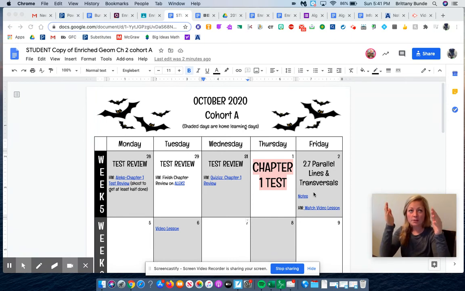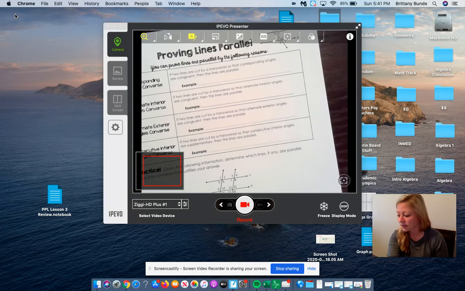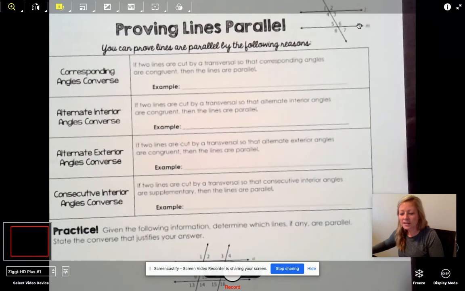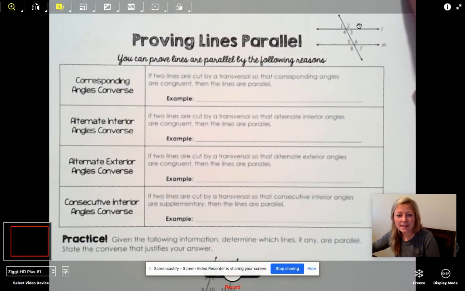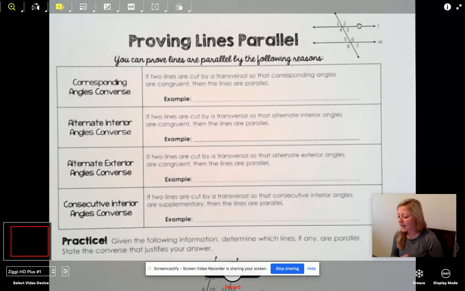Now today we're going to do kind of the opposite of what we did last time. So last time we were given lines are parallel and then we could figure out what angle measures were. Today we're flipping it. We are going to have the angle measures and we get to decide if lines are parallel or not. So we are proving if lines are parallel based on our special angle relationships. So this is what your notes should look like, something like this. And we will get started.